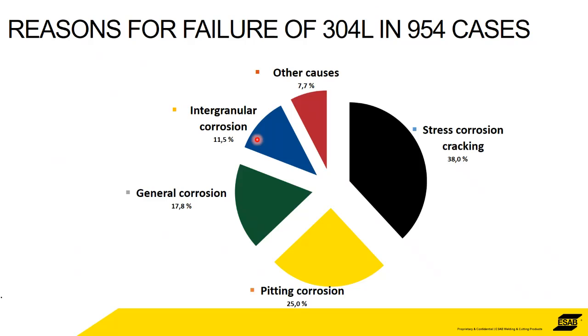954 cases of failure for 304L stainless. So out of those 954, 38% of those were stress corrosion cracking. That was the reason for the failure. 25% was pitting. So by far, general corrosion, pitting, stress corrosion is by far the biggest cause of corrosion failure on that 304 stainless. Interesting figures.